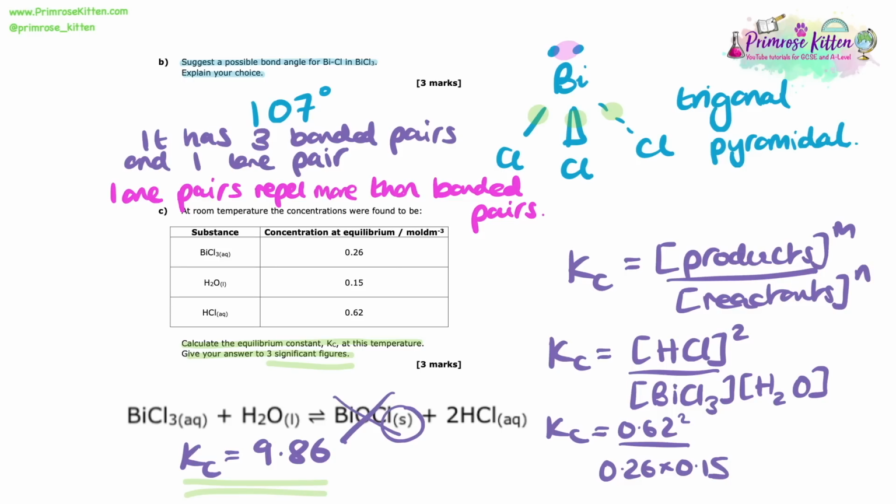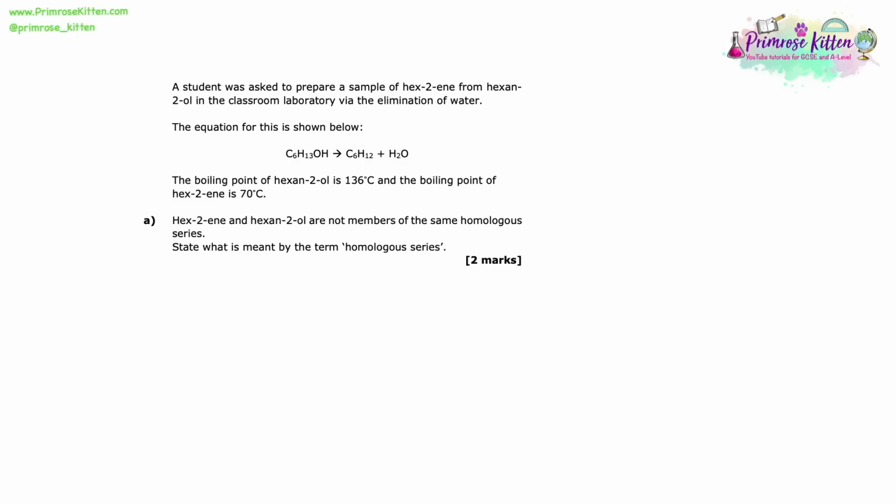A student was asked to prepare a sample of hex-2ene from hexane-2ol in the classroom laboratory via the elimination of water. So the equation for this process is shown below. We're told that the boiling point of hexane-2ol is 136 degrees C, and the boiling point of hex-2ene is 70 degrees C. Hex-2ene and hexane-2ol are not members of the same homologous series. Here we're asked to state what's meant by the term homologous series. So this is a great definition question. If you don't know it, then get your flashcards out now and let's make a note of it.